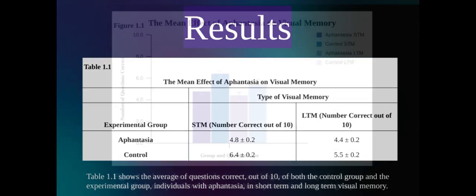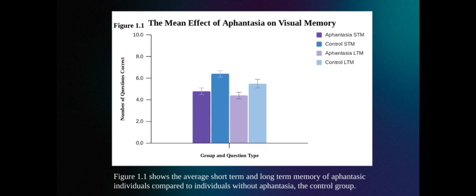Figure 1.1 shows the comparison between the two groups, with those without aphantasia averaging a higher score on both short and long-term visual memory.